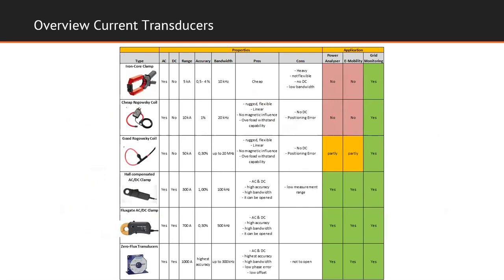If we want to do grid monitoring, we can use iron coil clamps, for example, or cheap Rogowski coils. We can only measure AC, but we also have to be careful about positioning error and so on. But we can also use a zero flux transducer for grid monitoring, for example. But if we want to do e-mobility testing or power analysis, then we should really go for the more expensive one, like the Hall compensated AC/DC clamp or flux gate or zero flux transducer, just to get very accurate results. And most of the time it's also needed from the standard.